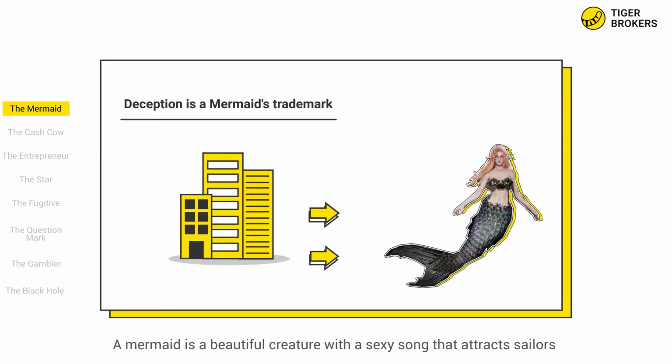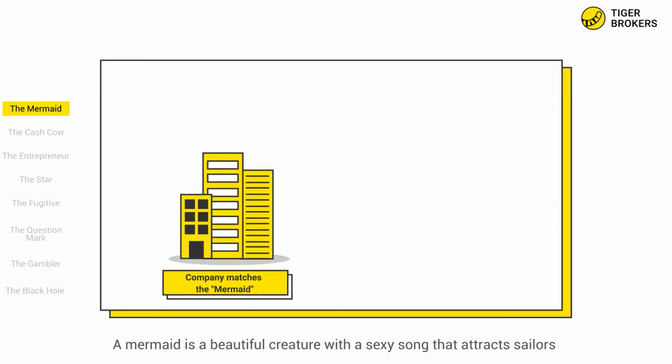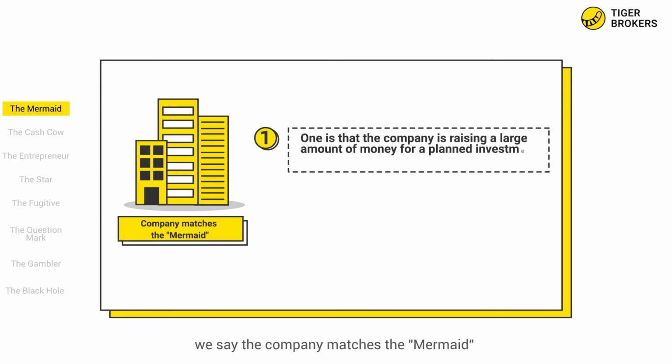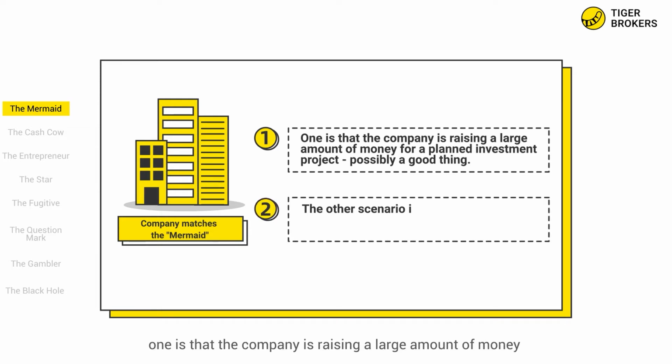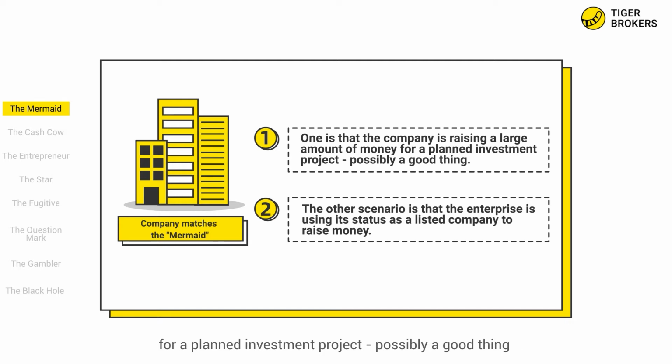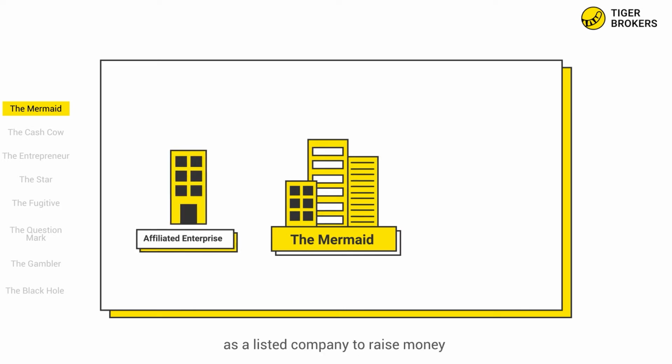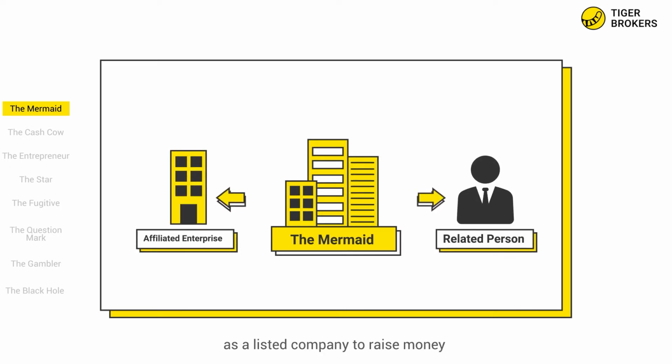A mermaid is a beautiful creature with a sexy song that attracts sailors to the rocks on which their boats crash and sink. So when everything looks great, but you sense there is something wrong, they say the company matches the mermaid profile. There are 2 possible explanations for this scenario. One is that the company is raising a large amount of money for a planned investment project, possibly a good thing. The other scenario is that the enterprise is using its status as a listed company to raise money that will eventually be siphoned off through shell companies, not a good thing.